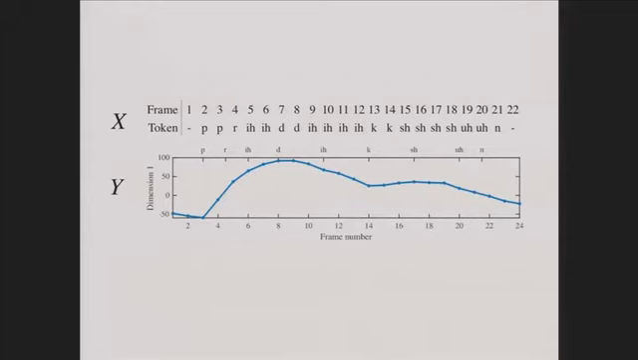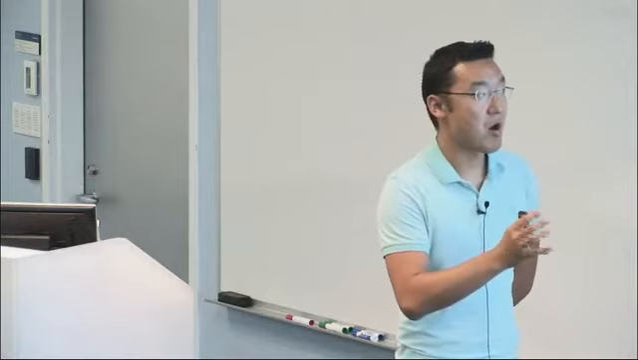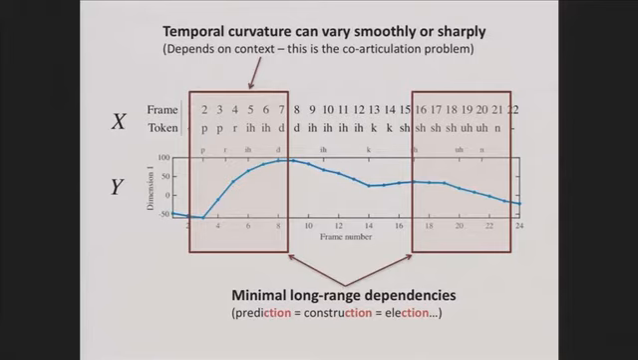And so what are some observations we made about this particular learning problem? Well, first of all, the temporal curvature of the mouth can vary smoothly or sharply depending on the local context. And this is the co-articulation problem, right? So what this means is that we really need a model that can model quote-unquote arbitrary outputs within some local window. On the other hand, in this particular prediction setting, there are relatively minimal long-range dependencies, right? How your mouth is shaped to say the end of the word prediction is more or less how it's shaped to say the end of the word construction, election, and so on and so forth.